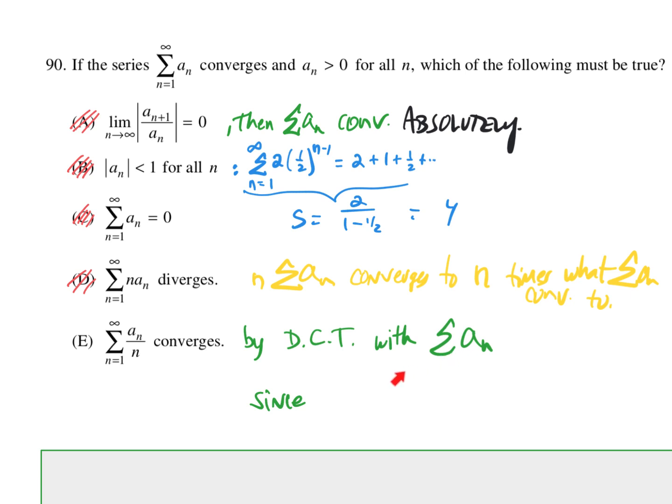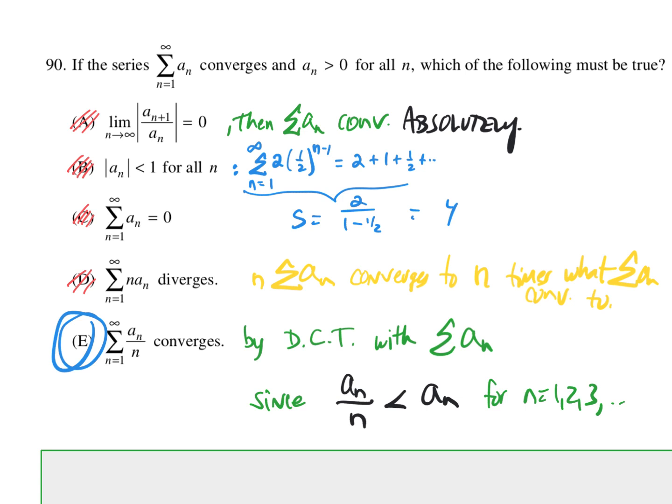How does that work? We just have to show that this term of this series is always smaller than the term of this series. And it's clearly true because the n values are 1, 2, 3, etc., which means that this positive a sub n value is being divided by a whole number that's 1 or bigger, which makes it definitely smaller than a sub n itself. There you have it. Problem number 90 must be E.